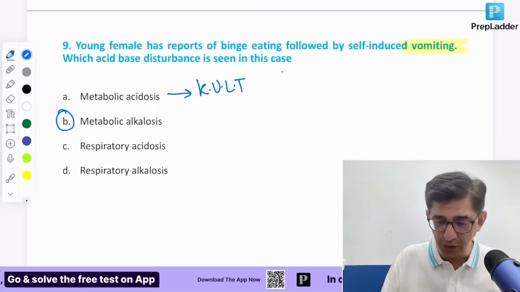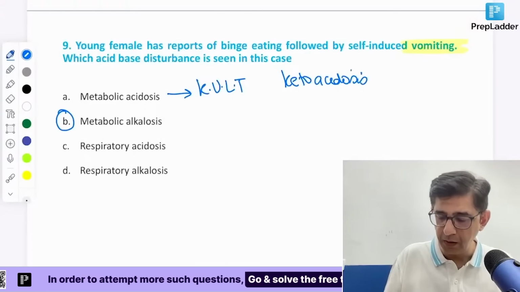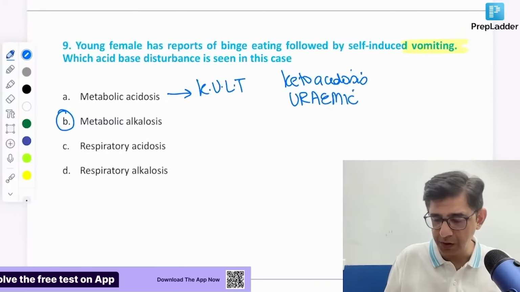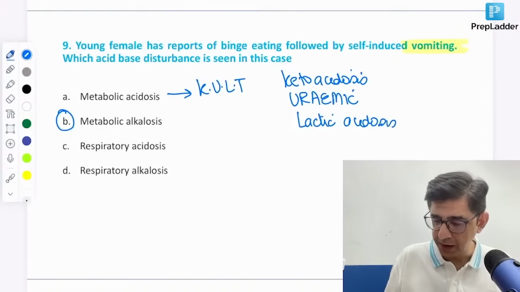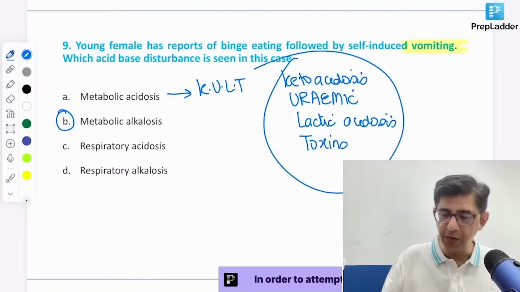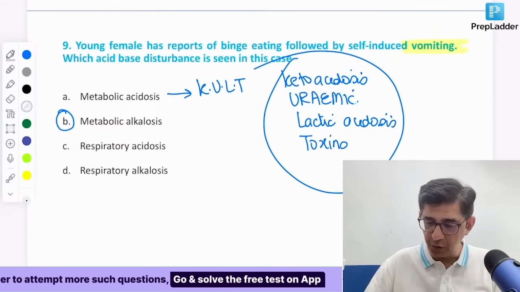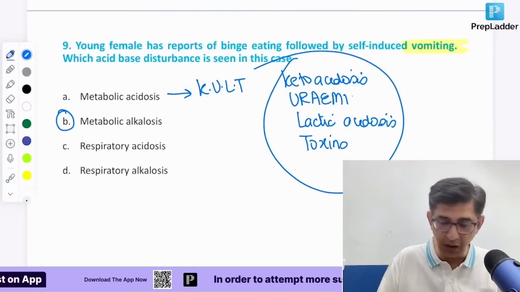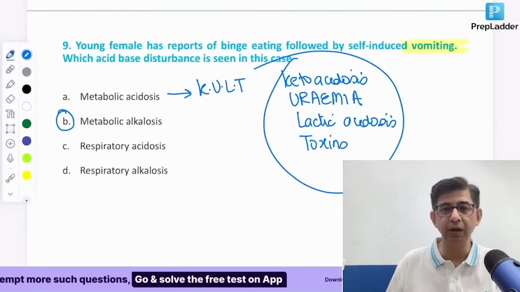K would be for ketoacidosis, U would be for uremia, L would be for lactic acidosis, T would be for toxins. Ketoacidosis, uremia, lactic acidosis and toxins. CULT is a mnemonic. Instead of writing the word uremia, he may write words like acute tubular necrosis or acute glomerulonephritis. That is his headache, but the CULT mnemonic would make your life easier for metabolic acidosis.